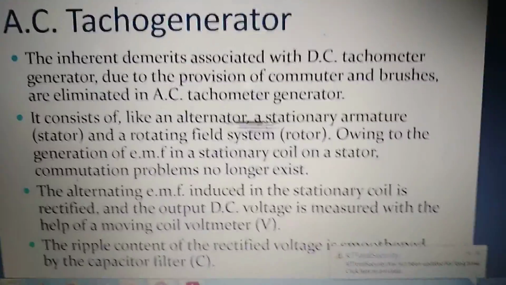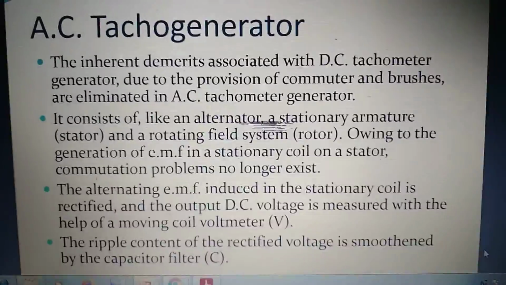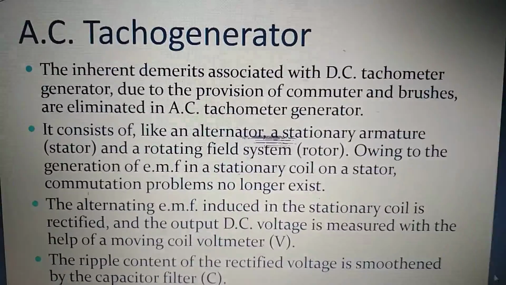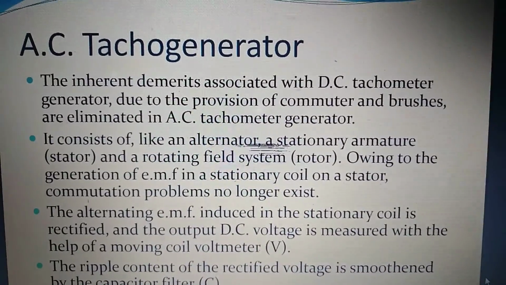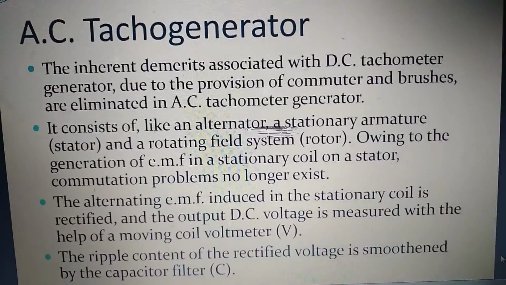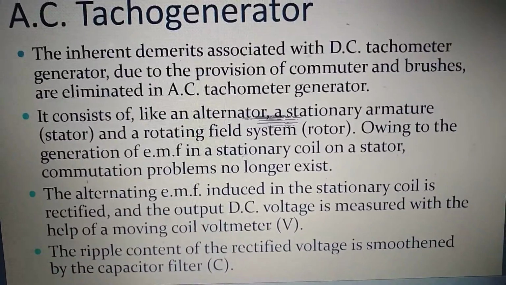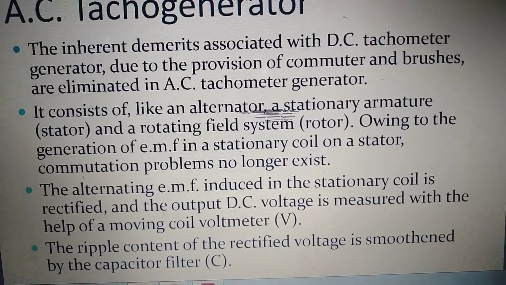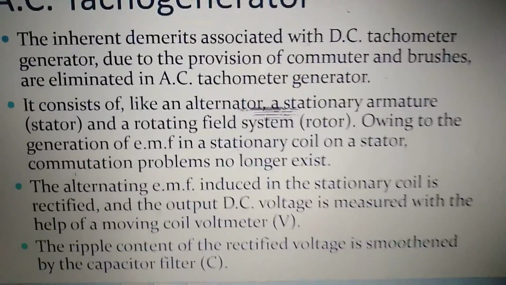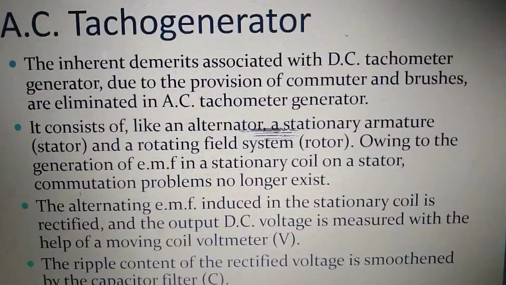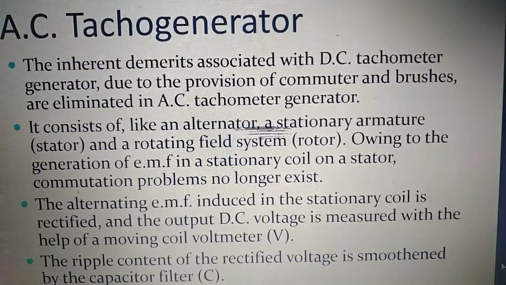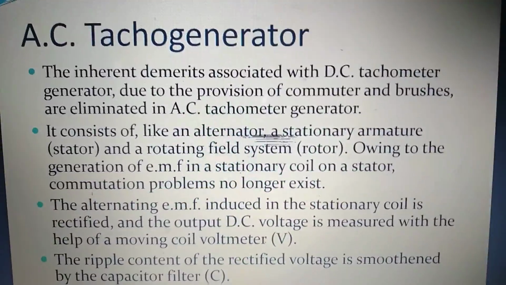Okay, so here in the AC tachometer, the alternating EMF induced in the stationary coil is rectified, and the output DC voltage is measured with the help of a moving coil voltmeter or DC voltmeter. The ripple content of the rectified voltage is smoothened by a filter circuit; we are using an R and C filter circuit to eliminate the ripple content. Then the output, the pure DC voltage, is measured at the DC voltmeter.